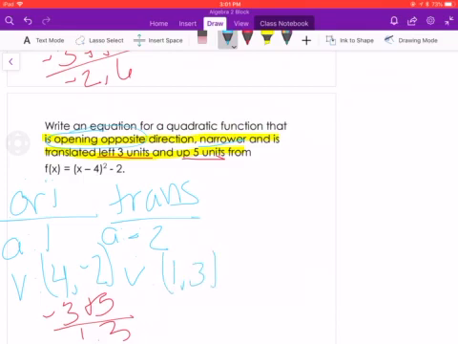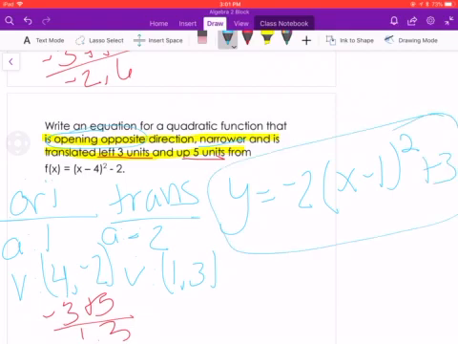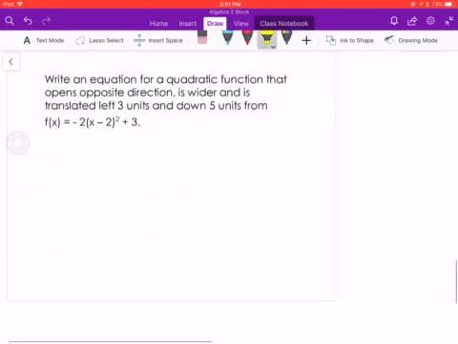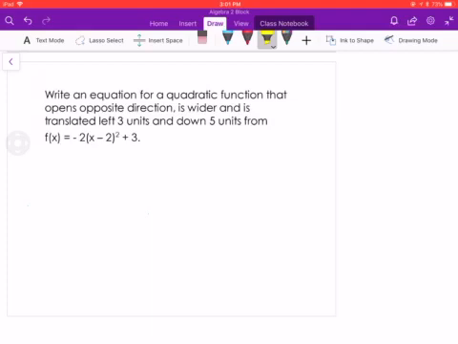And when you write that, it's just going to be y equals negative 2, your parentheses, x minus 1 squared plus 3. All right, our last problem here. So we want to write a quadratic function that opens in the opposite direction and is wider, translated left 3 units and down 5. So we're going to have our original again.